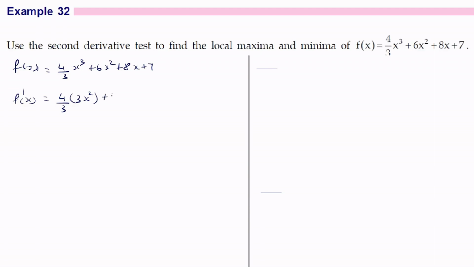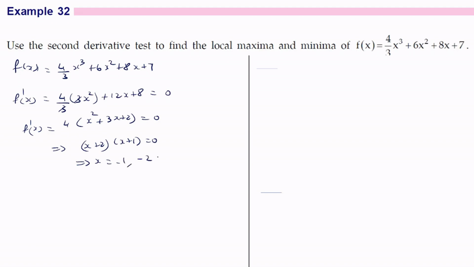So it is 4 by 3 into 3x square plus 12x plus 8 equal to 0, or here 4 is common into x square plus 3x plus 2 equal to 0. So this implies x plus 2 into x plus 1 equal to 0, or x is equal to minus 1, minus 2 are the critical points. Now let us find f double dash of x.